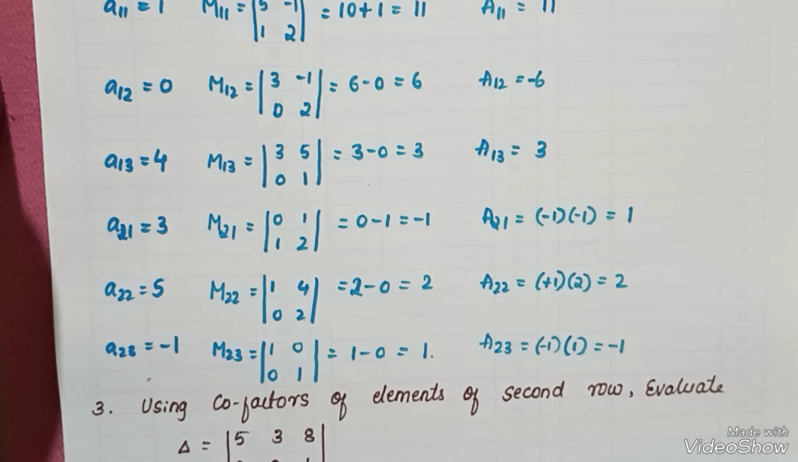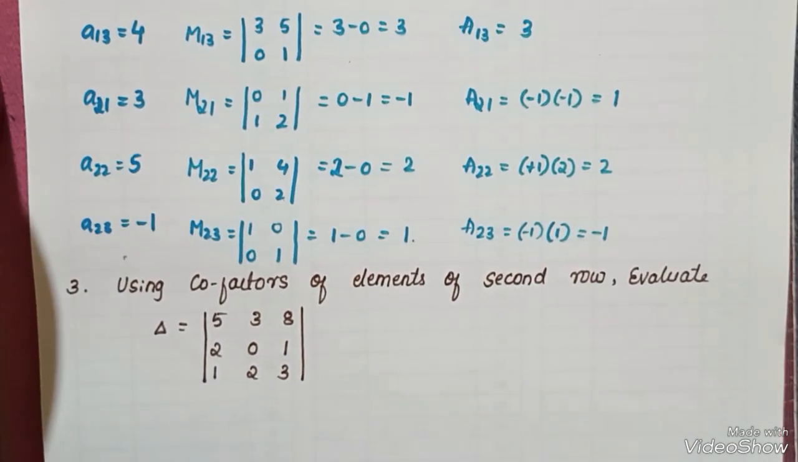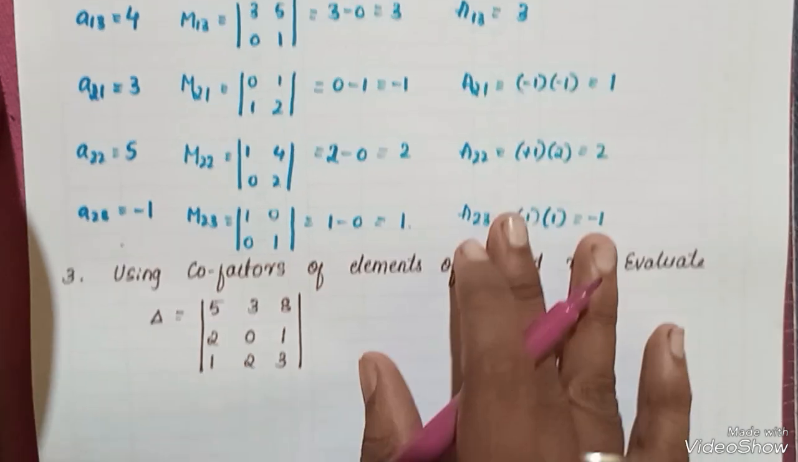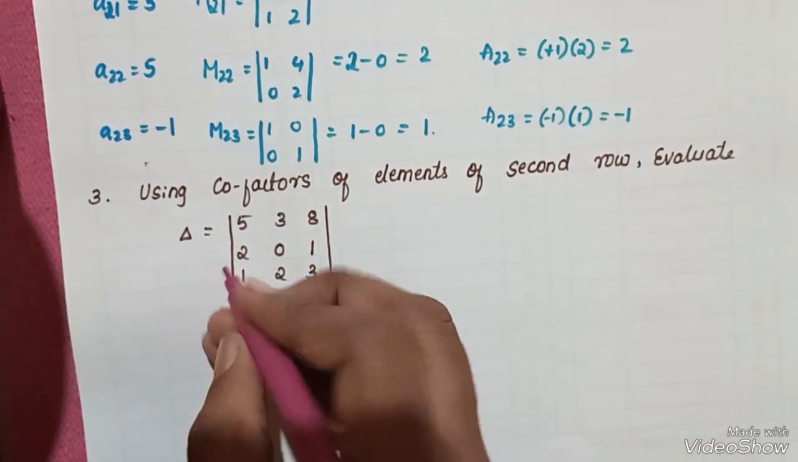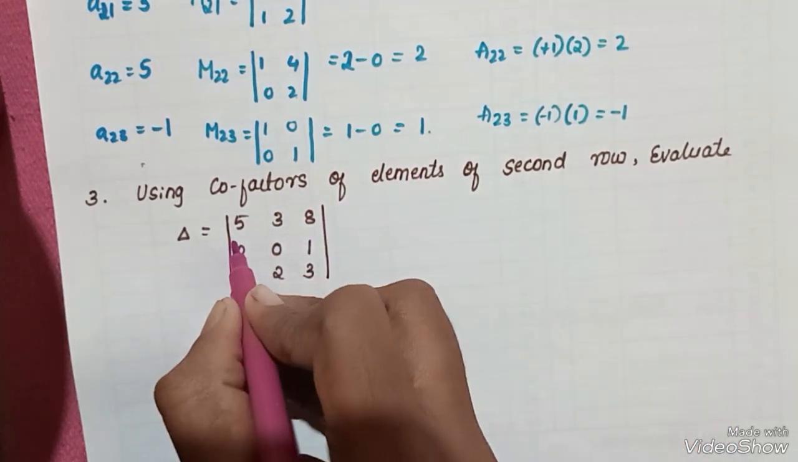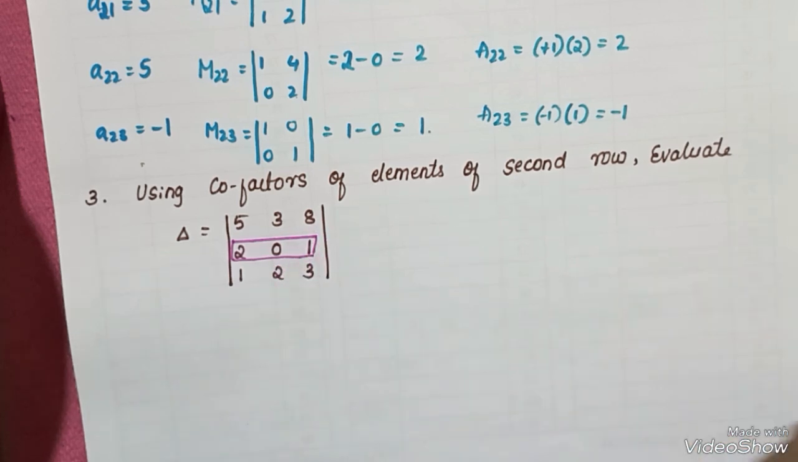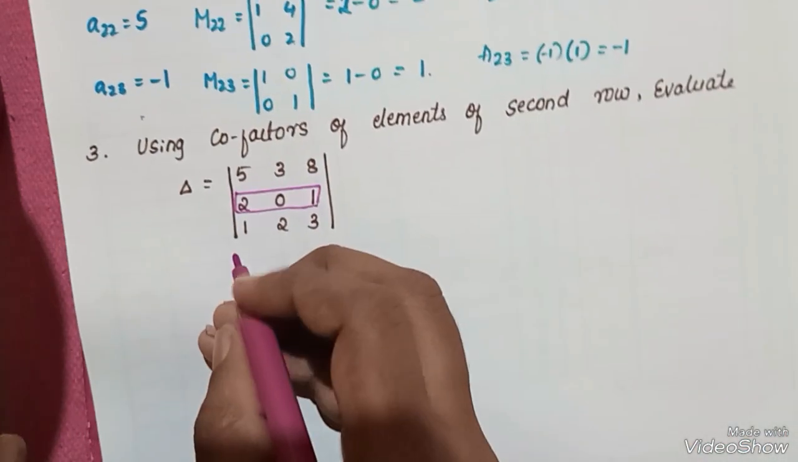Now, question number 3. Using the cofactors of the second row, evaluate delta by using the second row. Okay, we have to use the second row here. Using the cofactors of the elements of the second row, here we have to consider only the cofactors of the second row. We already know the formula.